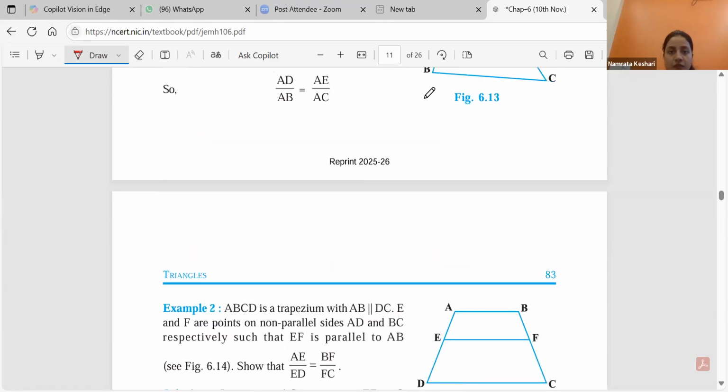Oh, so ma'am, it's parallel, so the ratios must be the same. Of course, the basic proportionality theorem, what we did for the whole class.